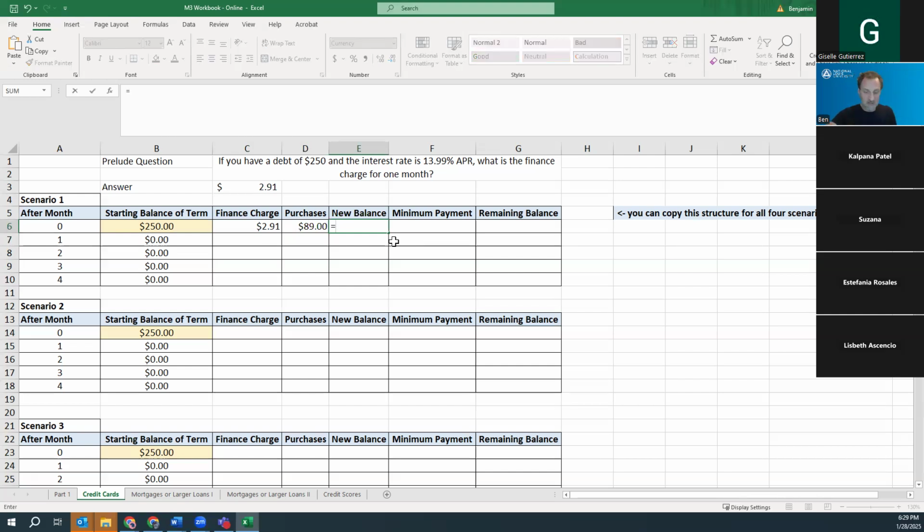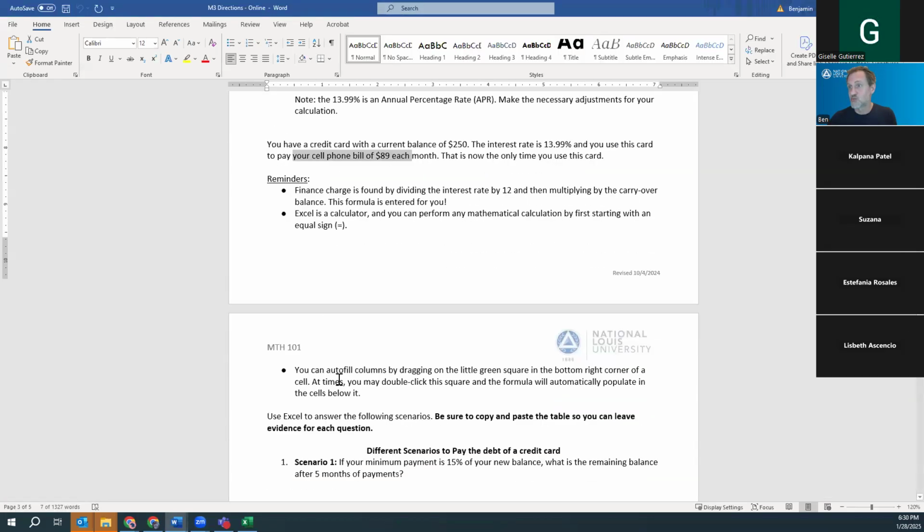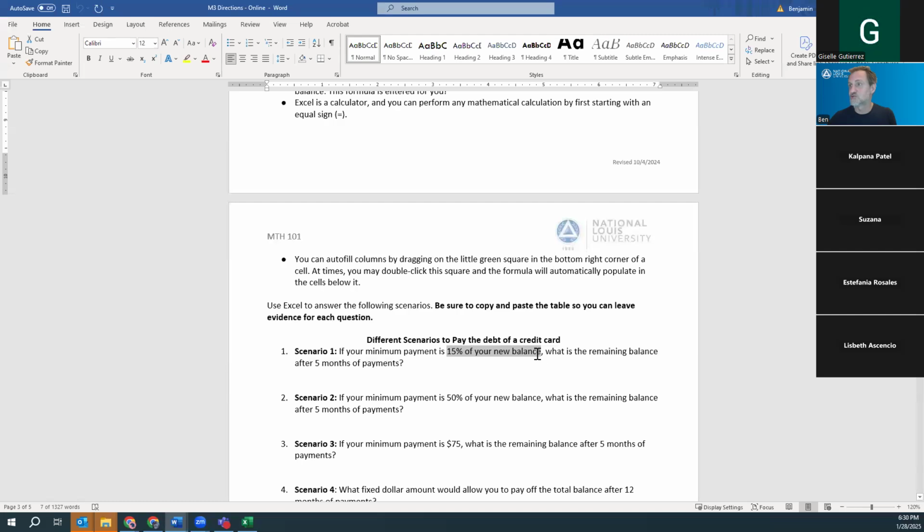Nice. Now, I'm going to take your lead, Roberta, and use sum to do it. You could do it just saying plus. You could say B6 plus C6 plus D6. I don't mind. Either way is fine. This is kind of on the edge of where sum is useful. It's only 3 things to type out, so it's not that hard. But hey, sum works too. Sum says add up these numbers, and that's what's happening. So my new balance is now $341.91. If we go back to the directions, it says scenario 1, 15% of your new balance.